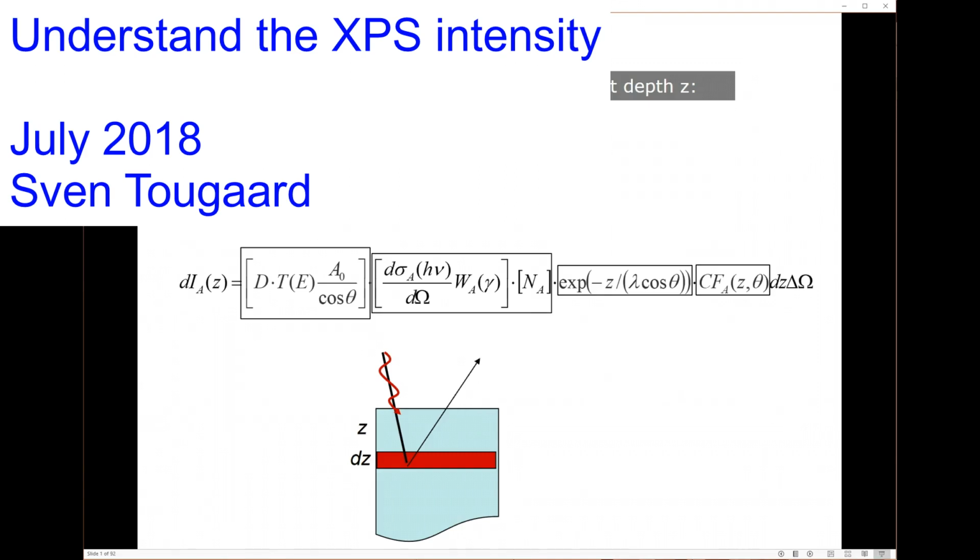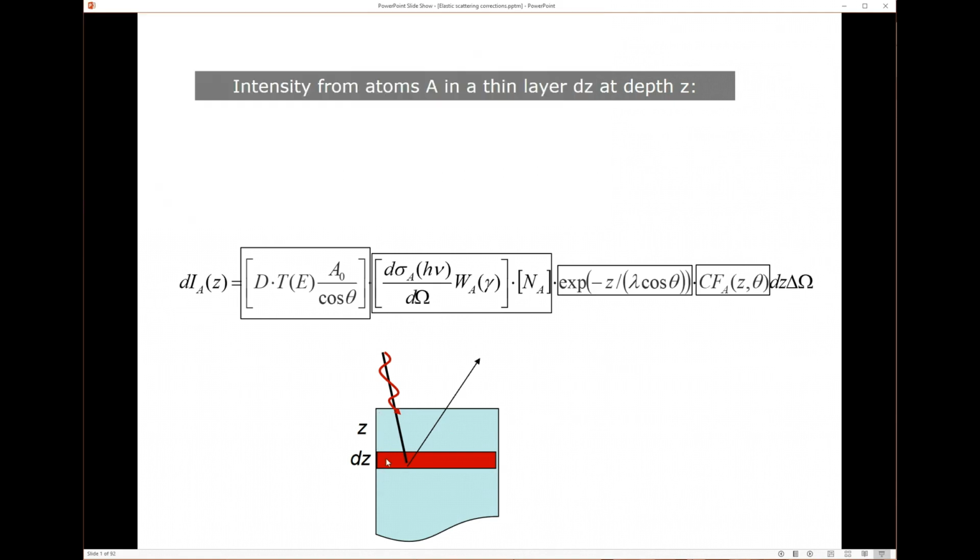Here we will try to understand the intensities that we measure in XPS. So if we consider atoms in a thin layer, d set at depth set in a sample, we can rate the contribution to the measured intensity as a product of different factors.